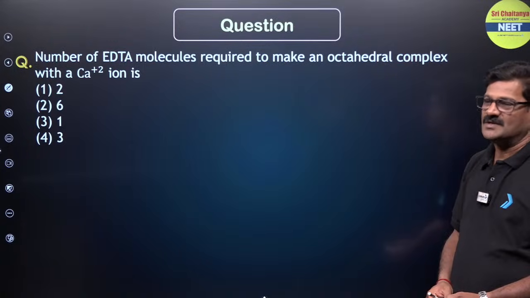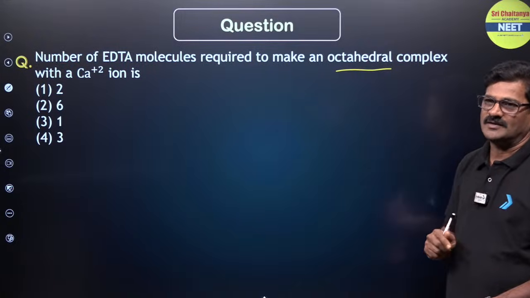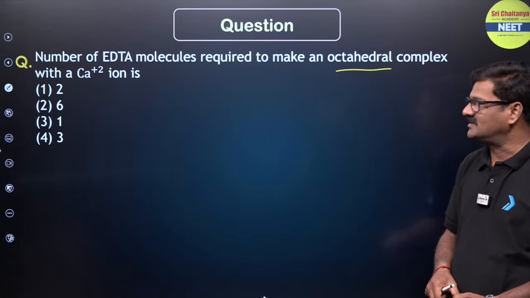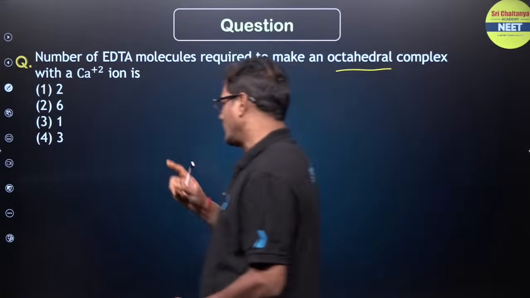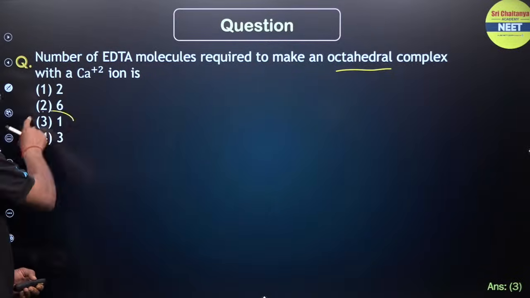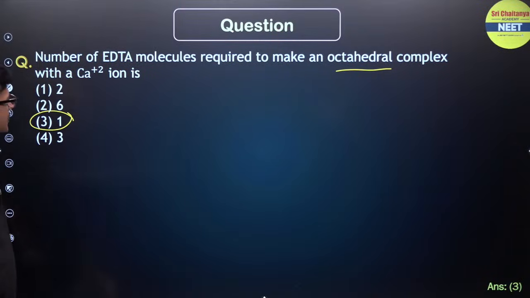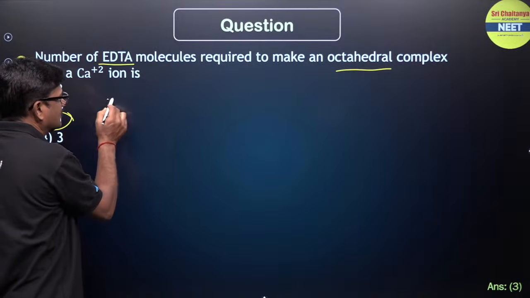For Ca2+ to be octahedral, 6 bonds are required. EDTA is a hexadentate ligand, so one EDTA can form 6 bonds, and one is enough. You know the structure of EDTA, ethylenediaminetetraacetate.